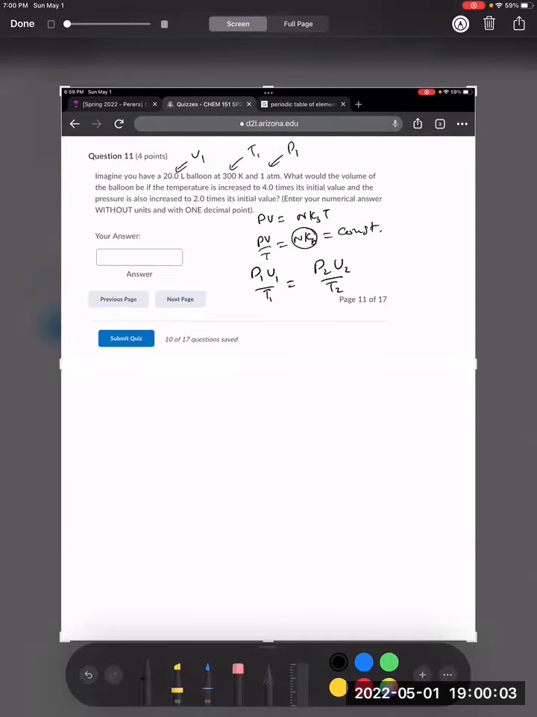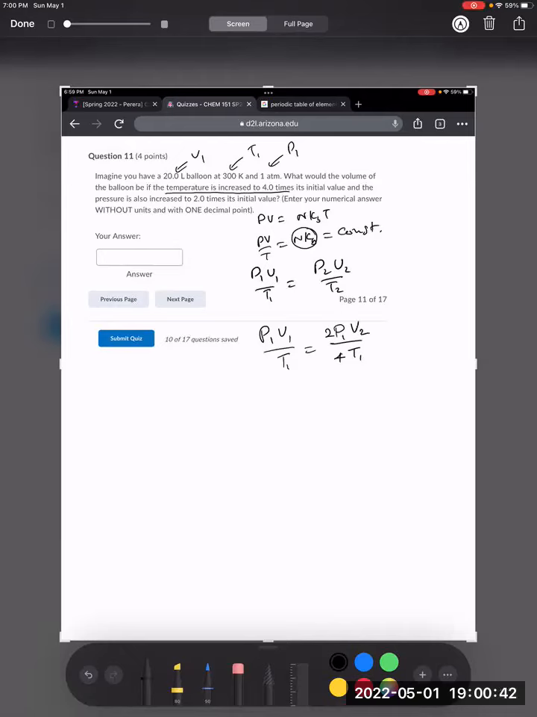Now we are told that the temperature is increased by 4 times. That tells me that P1 V1 over T1 must be equal to P2 V2 over T2, where the temperature is 4 times the initial temperature, 4 times T1. And then the pressure is also increased to 2 times its initial value, so P2 must be 2 times P1. And they're asking for the final volume, V2.